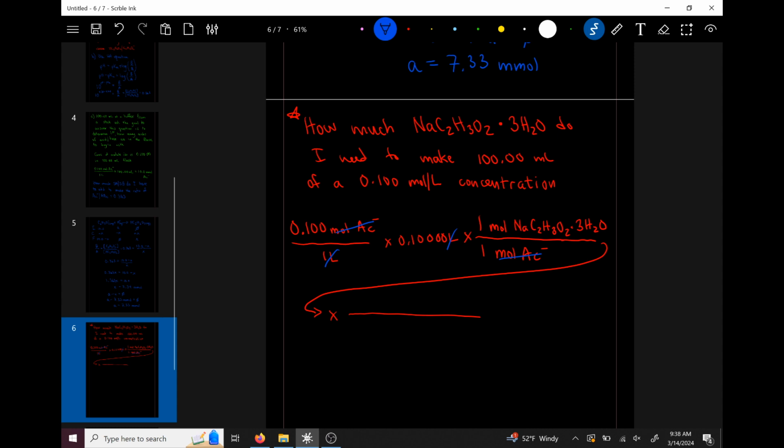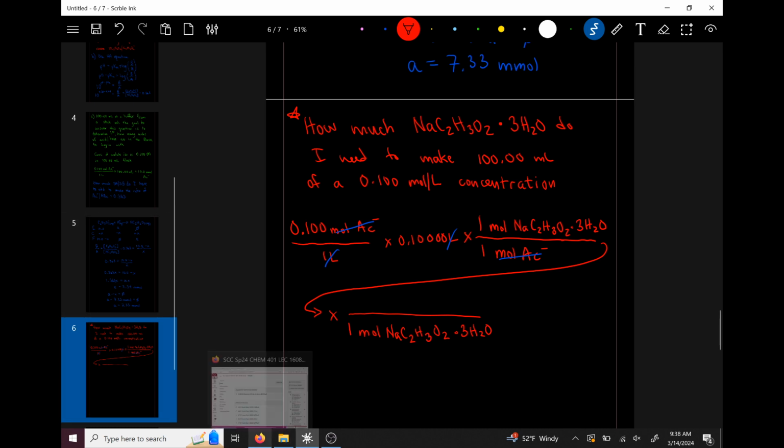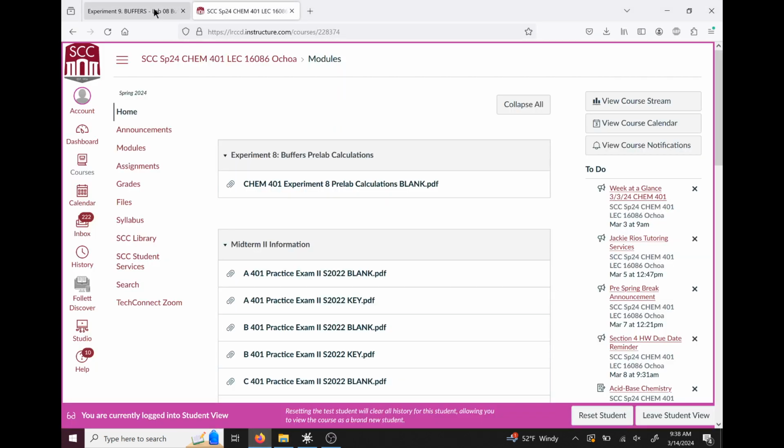All right. So for every 1 mole of NaC2H3O2 with 3 waters, you have 136 grams. And the molar mass is actually given to you in the manual. I think I have the manual up right here. So let's go. I do. Perfect.